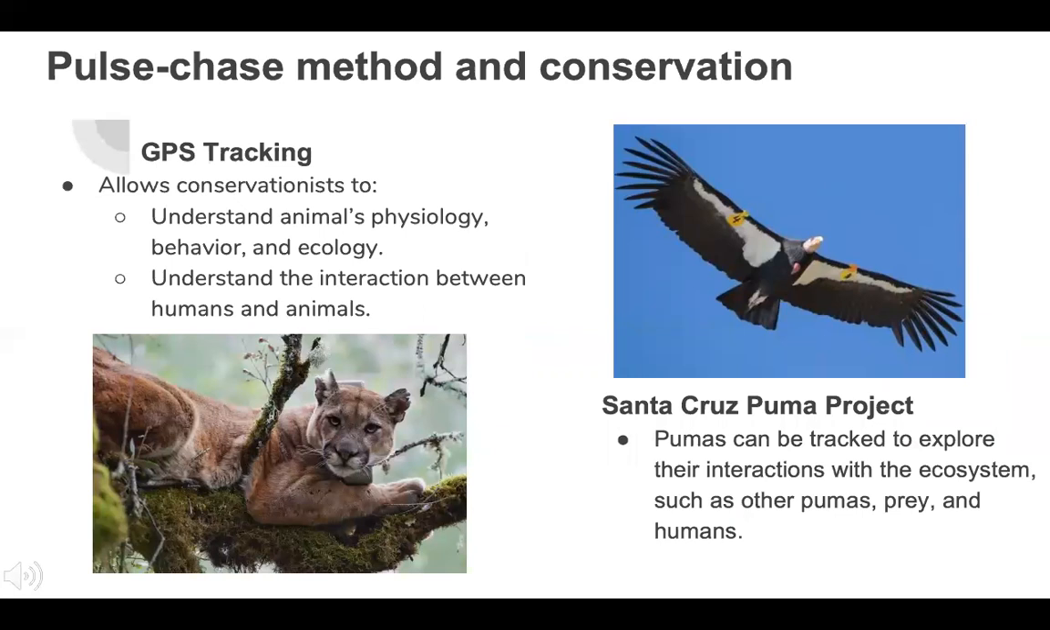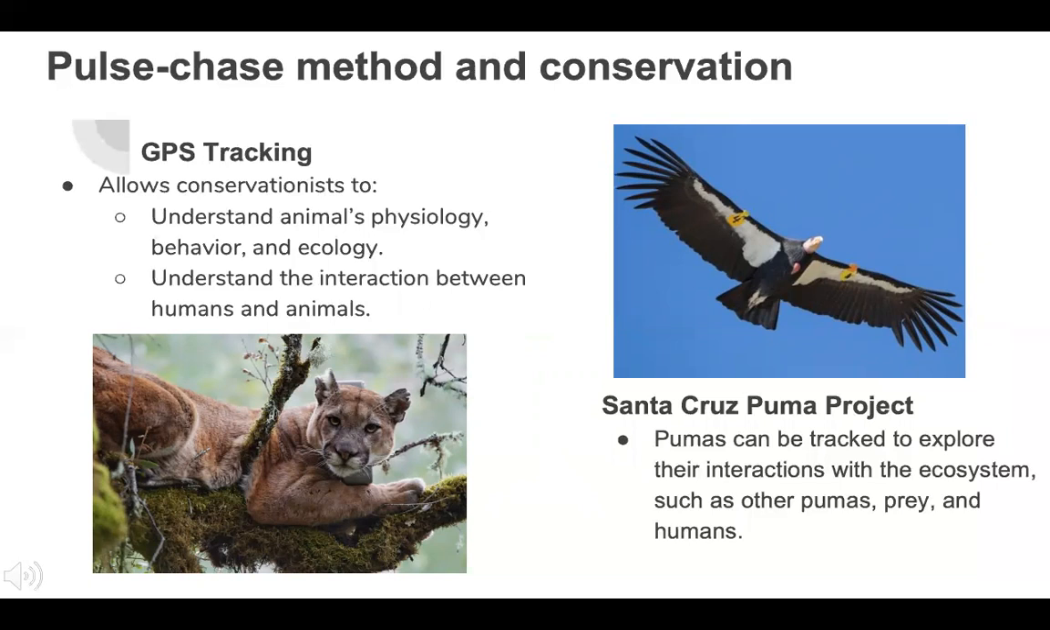The pulse chase method can be better understood if compared to a popular research strategy in conservation biology, which is GPS tracking. This technology allows conservation biologists to understand animals' physiology and behavior and interactions between humans and animals. One example of GPS tracking can be seen with the recovery of the California condor, where conservationists successfully reintroduced condors back into the population using winged GPS trackers and have been monitoring their population ever since.